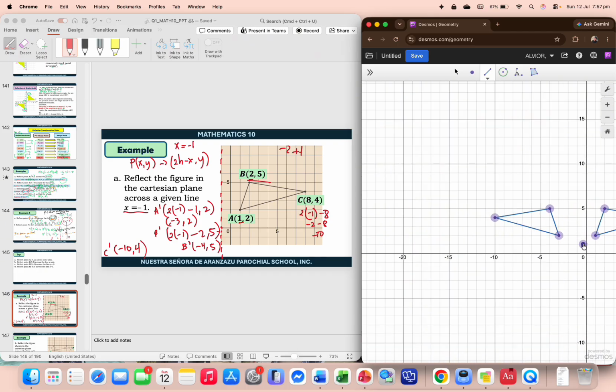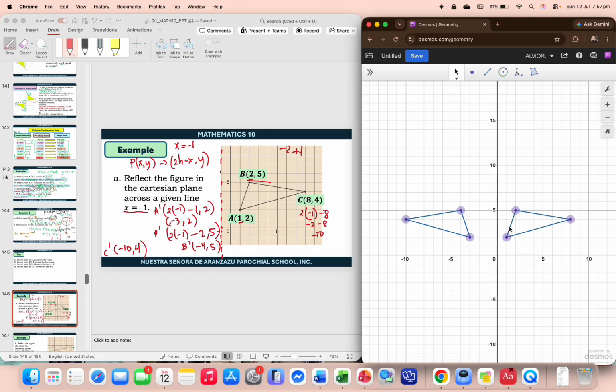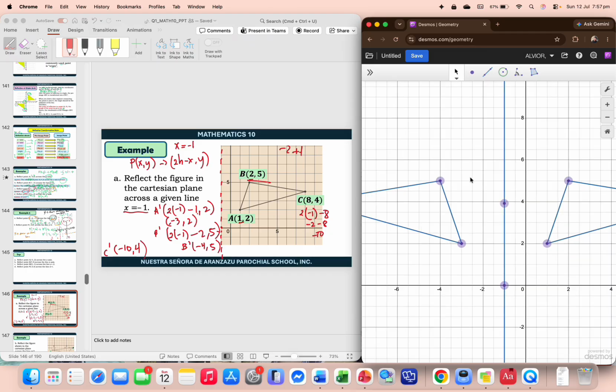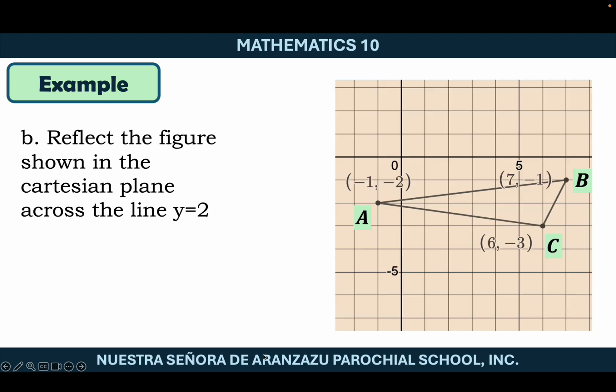Yan. So, as you can see, this is the, mga tawag natin dito, the pre-image, and this is the image on the left side. Now, ang nagsiseparate sa kanila is yung line of reflection na x is equal to negative 1. Yan. Okay, so malinaw ba? Okay, malinaw ba ang lesson about reflection? Okay. So, you may try this one.